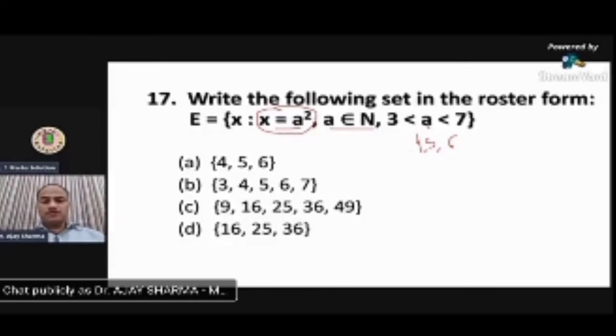So square of 4 is 16, square of 5 is 25, square of 6 is 36. So we have these three elements as the required elements of the given set. Option B is correct.